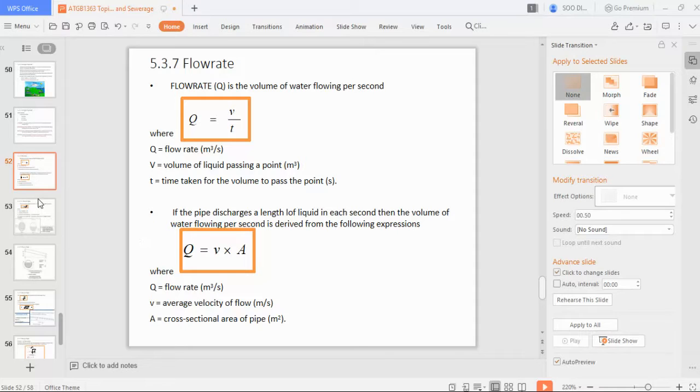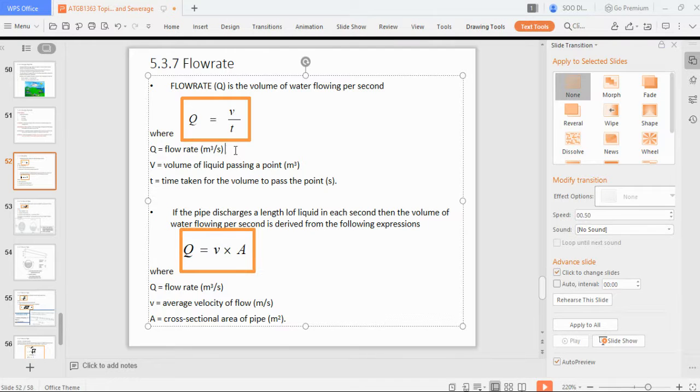Continue on with your topic 5. In sanitary and sewerage, flow rate is very important. Flow rate is represented by Q, and the unit is meter cube per second. If you want to convert from liter per second to meter cube per second, you just divide it by 1000.